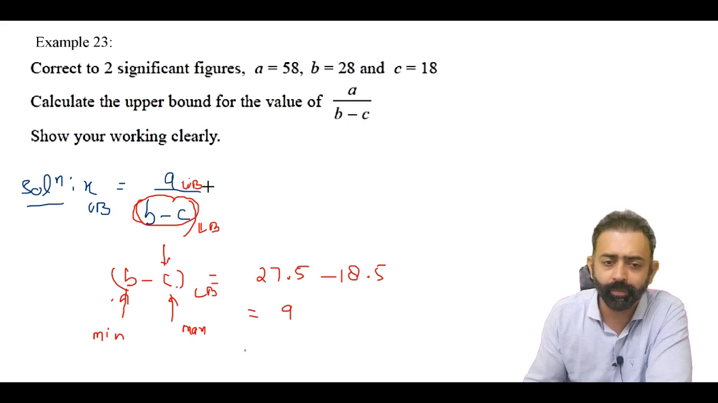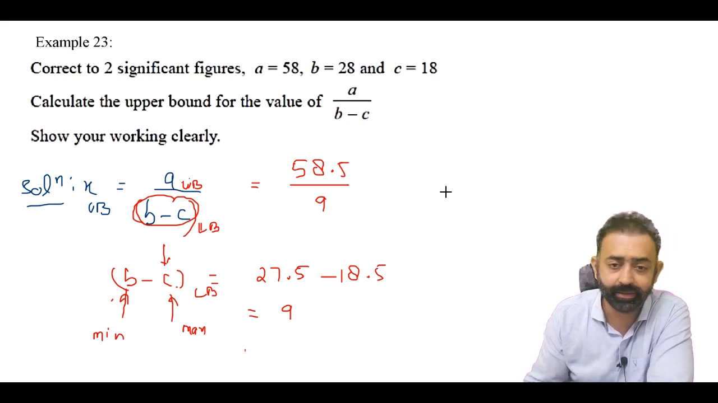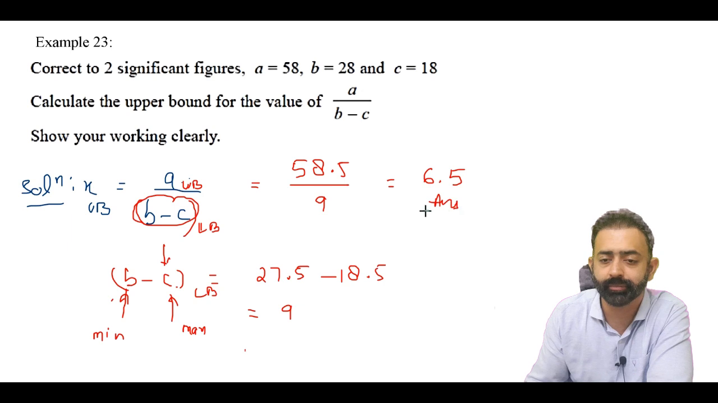Okay, and upper bound of A is 58.5. Lower bound of B minus C is 9. So again I am using the calculator. 58.5 divided by 9 is giving me 6.5. This is the answer.